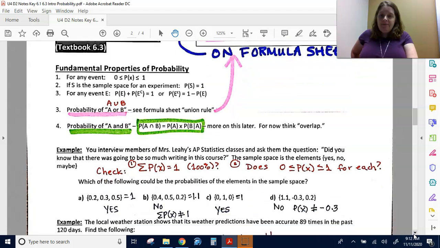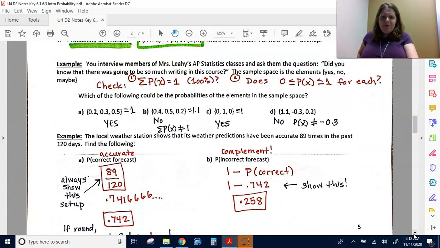Okay. All right. Now, for example, you interview Mrs. Leahy's AP statistics classes and you ask them the following questions. Did you know there was going to be so much writing in this course? The sample space, they can either say yes, no, or maybe. Okay, and I want to know which of the following could be the probabilities. So if I wanted to verify which things could actually be legitimate probabilities, I'm going to go through and check the following things. Do they add up to 100%, which is a requirement? And is each probability in the right range between 0 and 1?